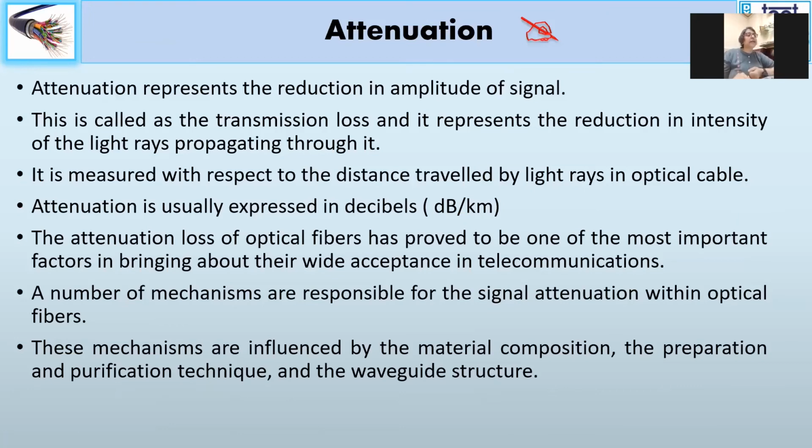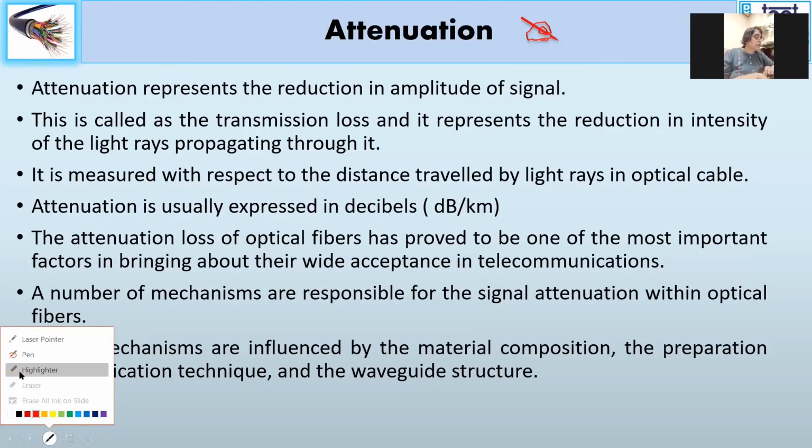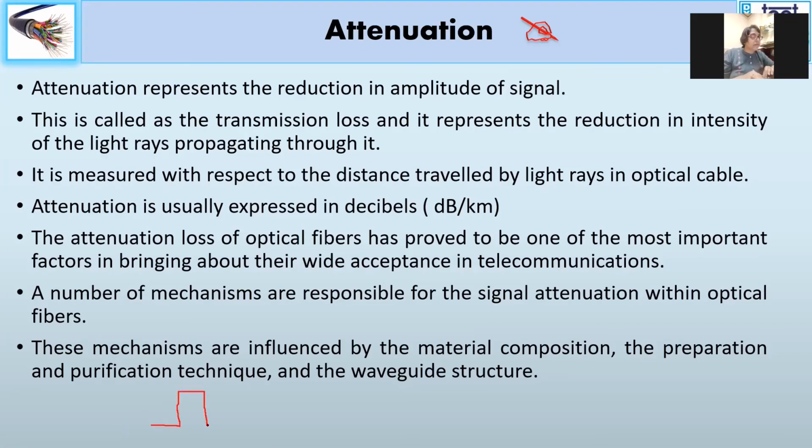So starting with attenuation. What is attenuation? As was shown to you, you have a certain signal of say 5 milliwatt amplitude. Once it reaches the destination, the amplitude, basically I should not draw it as a perfect square, also reduces.